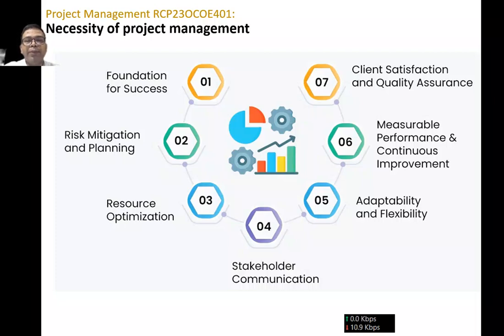It also leads to adaptability and flexibility by switching from one product to another project. It helps in achieving measurable performance and continuous improvements. And finally, through project management, we achieve client satisfaction and quality assurance.